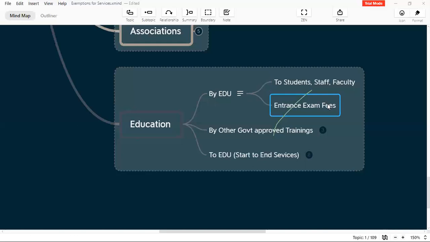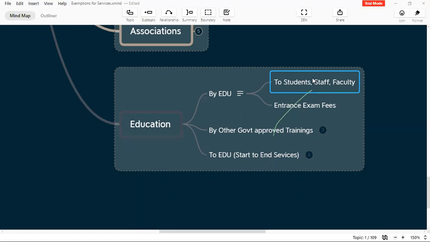So entrance exam fees from any person, of course, and any other services to students, staff and faculty are exempt. Okay. Now one question came up from our client. He's an education institution, a college. They are conducting a lot of placement programs. Even take the CA Institute. The CA Institute is conducting a lot of placement programs. Now the CA Institute collects fees from the potential employers to pay some fees for conducting these placement courses.